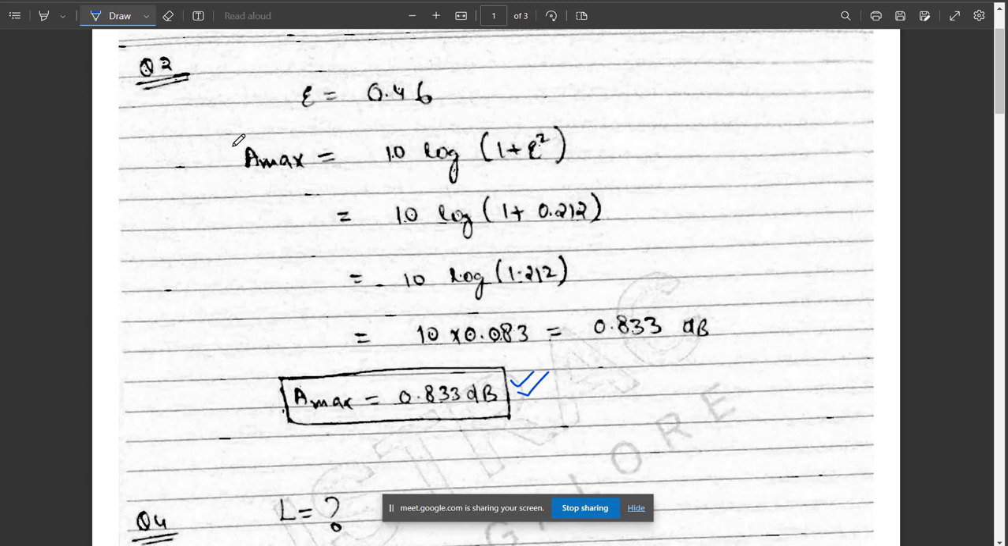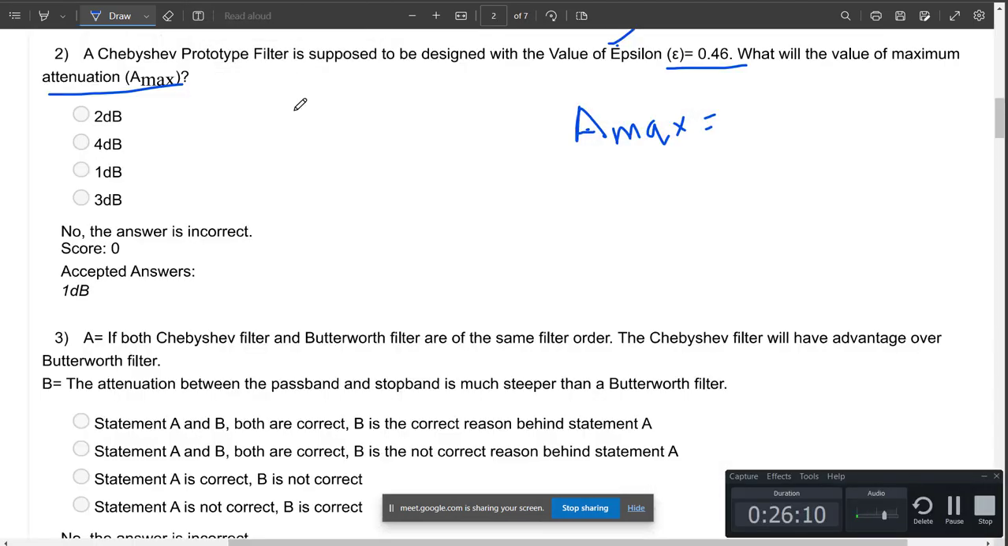So, the formula for Chebyshev prototype filter, the maximum attenuation it can achieve is 10 log (1 plus epsilon square), right? 10 log 1 plus epsilon square. So epsilon we already know. We'll put it here, right? And we got the value. We'll solve it and we got the value of A maximum. This is maximum attenuation possible. That is 0.833, and here it is asked what will be the value of maximum attenuation. So we'll round it off and we will get 1 dB. So answer C.